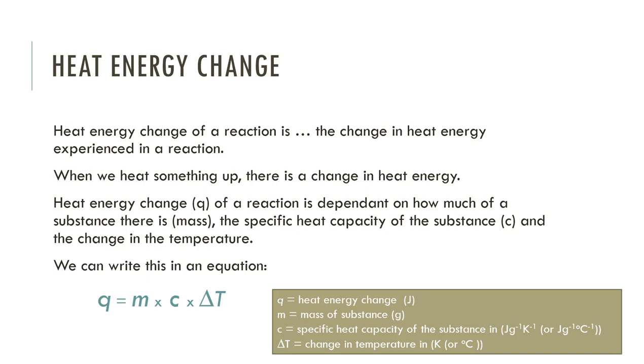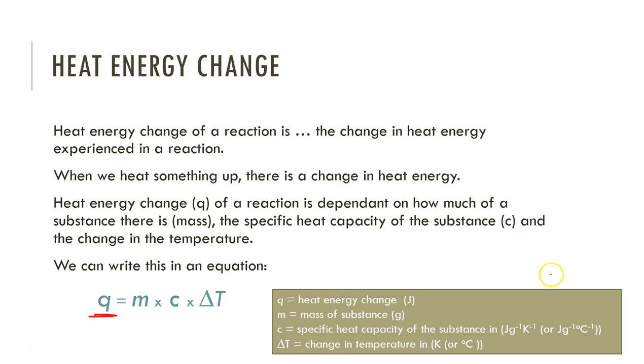So when we look at this, we need to work out for enthalpy the heat energy change, the change in heat energy experienced in a reaction. When we heat something up, there's a change in heat energy. That heat energy is given the symbol q. It's dependent on how much of a substance there is, the specific heat capacity of the substance, and the change in the temperature that we observed. So the final formula that we get is q equals mc delta T. You can use E, but q is what is used as standard.